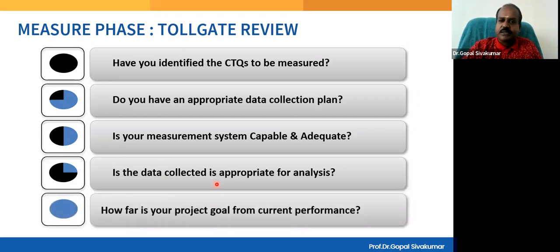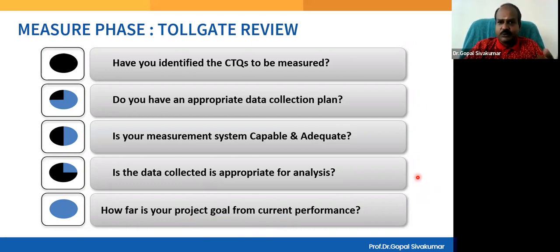How far is your project goal from the current performance? Now you collected the data, calculate the baseline, calculate the ground reality. In project charter, you have given the target. Now your baseline is available, target is known. The difference between the baseline and the target is called gap in performance. So the project goal is clearly understood. The gap in the performance is clearly understood.